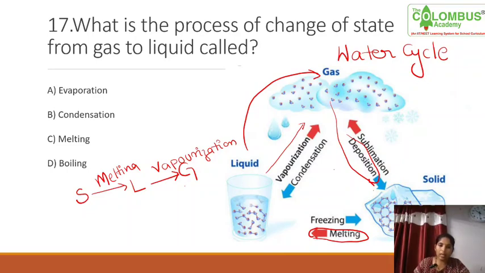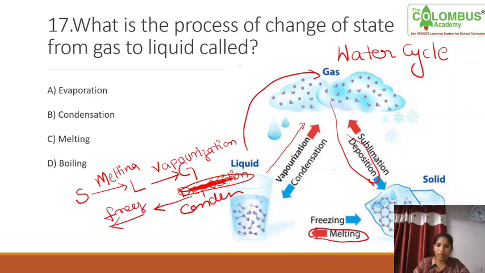Gas converted to liquid, we call it condensation. Liquid converted to solid, it's called freezing. And if solid converts directly to gas, that is sublimation. If gas converts directly to solid, deposition.